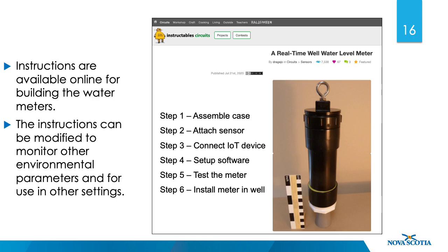For anyone who's interested in using this device for monitoring or research purposes, there are step-by-step instructions available online for building the water level meter. These instructions can be modified to monitor other environmental parameters, say for example air quality, and for use in other settings. I've seen a very similar design used for monitoring snow thickness in glacial settings. So really you can use this technology for monitoring real-time environmental parameters for virtually any environmental parameter that you can get a sensor for.